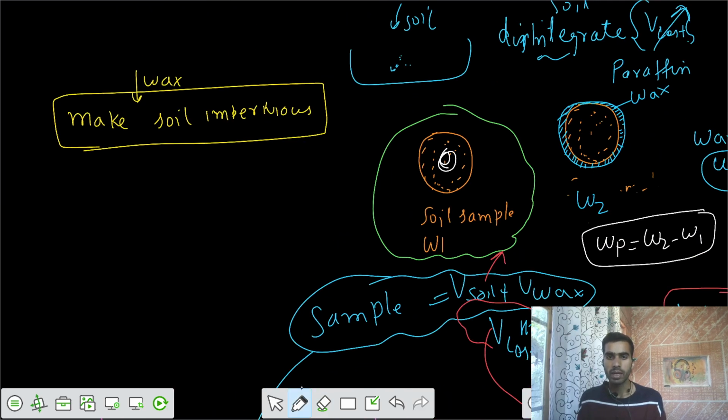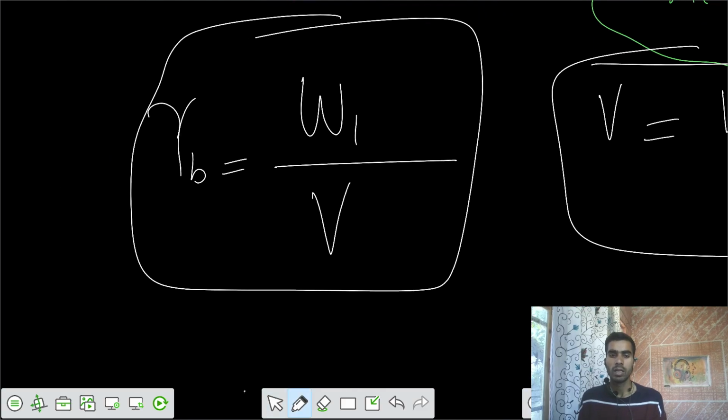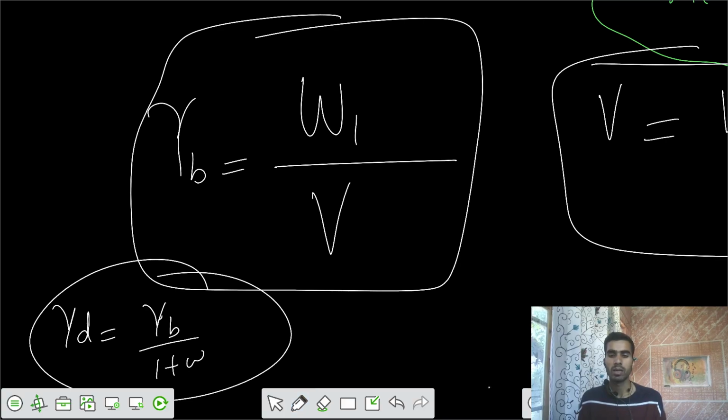If you take some weight of soil from the center, let's say 10, 12, or 25 grams, you take a small part of that for calculating the water content, small w. So you have the water content also. Then finally you can get the dry unit weight, which equals the bulk unit weight divided by 1 plus w.